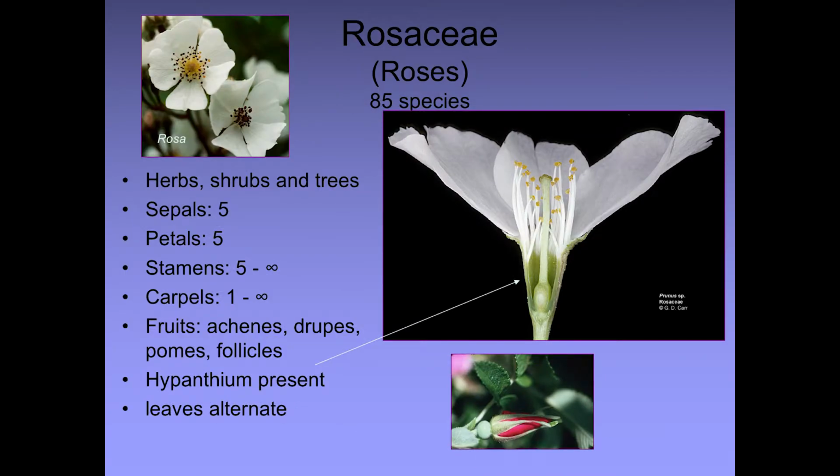85 species in the rose family. It's a very diverse family. It can be herbs, shrubs, and trees. Sepals 5, petals 5, stamens few to just hundreds. 1 ovary. And the hypanthium, let's see, the hypanthium is a floral tube also. Sometimes it extends down to a floral tube. And the leaves are often alternate.